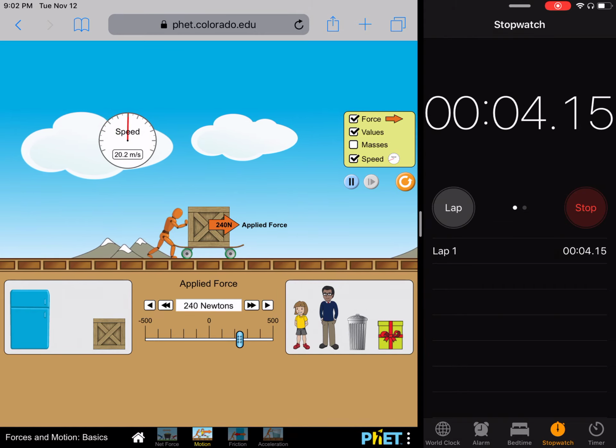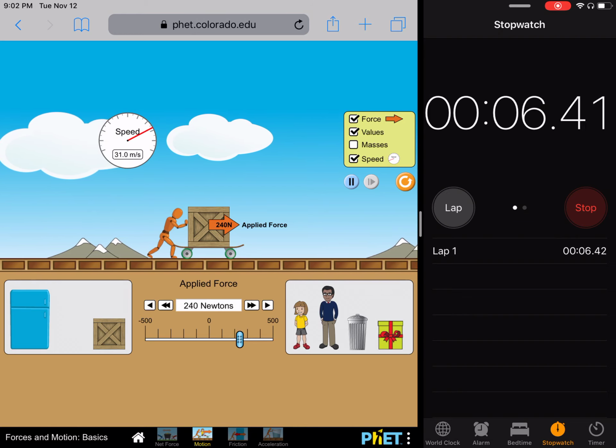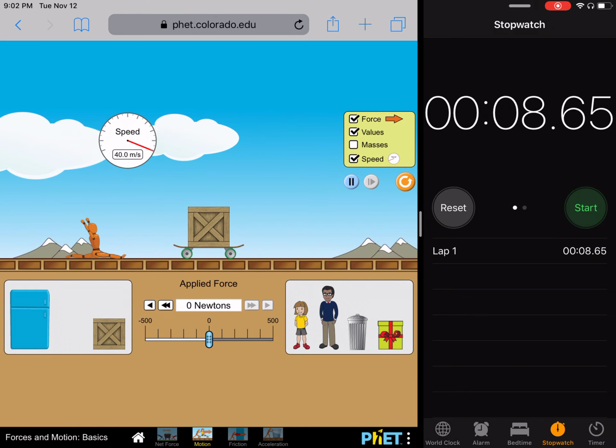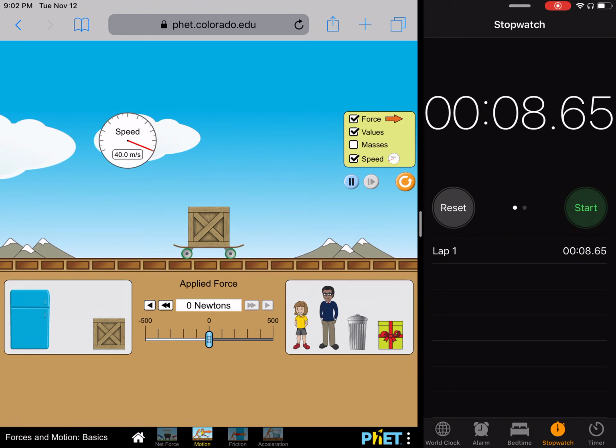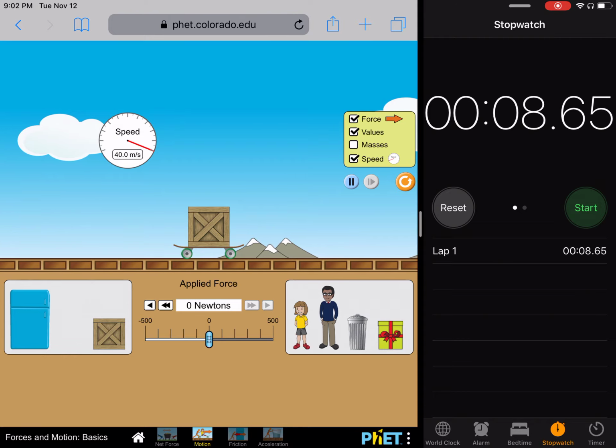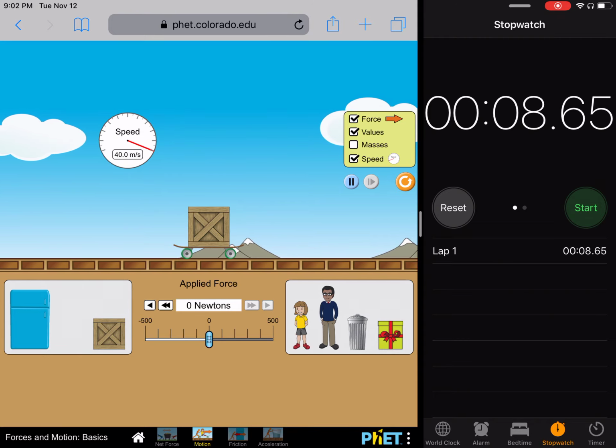All right, so the velocity is changing, the object is accelerating, and we're going to take a look at how much time it takes to get to top speed. So he fell off right there. He went from 0 to 40 meters per second, and it took him 8.65 seconds. So remember that number, 8.65.